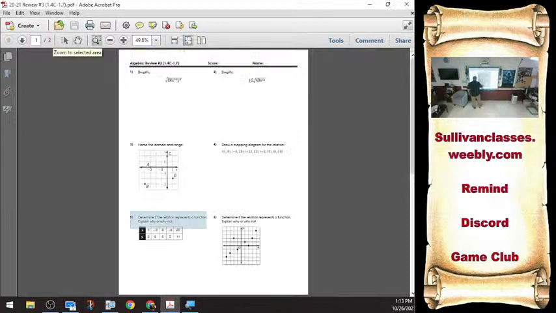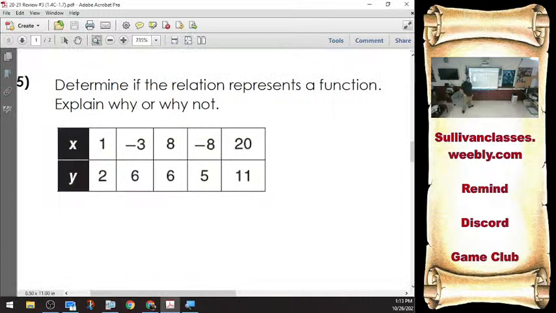Determine. Okay, it's not enough to just have a relation. When is the relation special? Determine if this relation is a function. Why or why not? You tell me. How do I know something's a function or not a function?